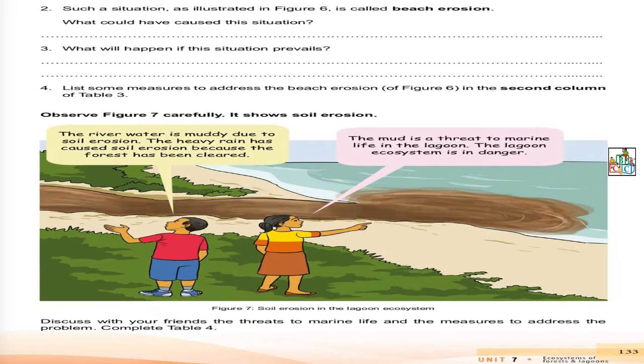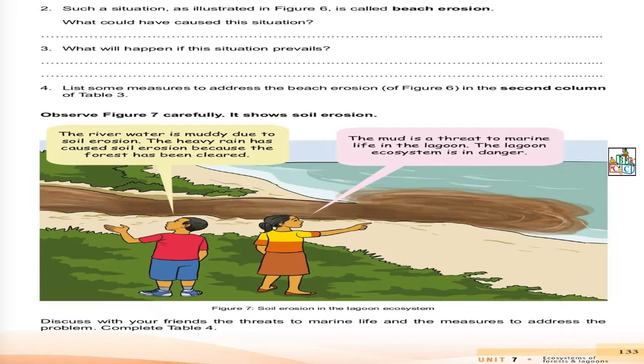List some measures to address the beach erosion of figure 6 in the second column of table 3. So all the measures which we just discussed, for example, plant trees, clean the beach. Observe figure 7 carefully, it shows soil erosion. A boy and a girl. So we are going to read the conversation between the boy and the girl.